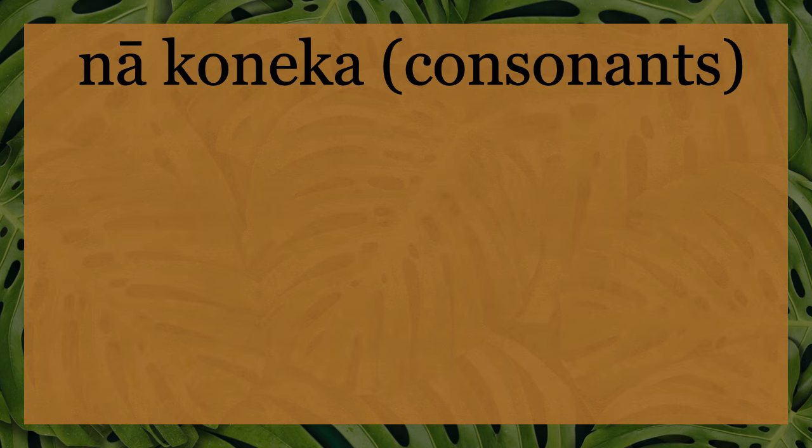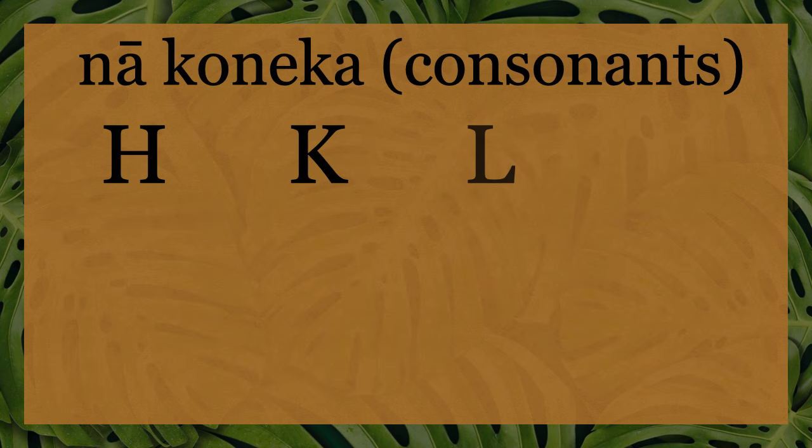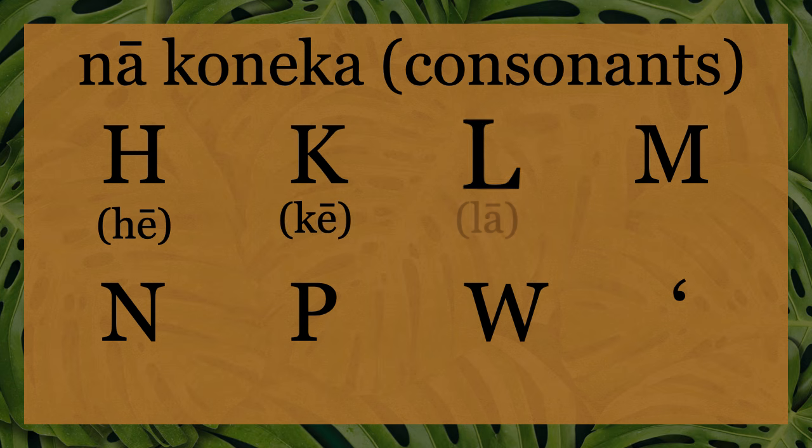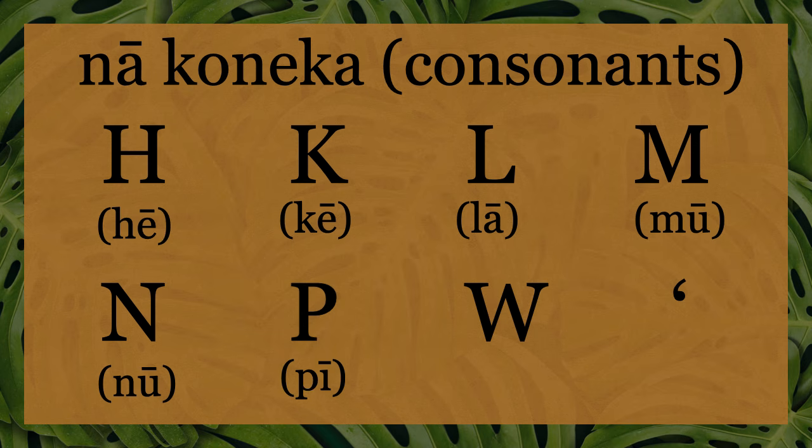Then we have the 8 consonants. He, ke, la, mu, nu, pi, ve, okina. And yes, in English we would say H, K, L, M, N, P, W. But again, let's use the Hawaiian pronunciation. He, ke, la, mu, nu, pi, ve, and then the last consonant, okina.